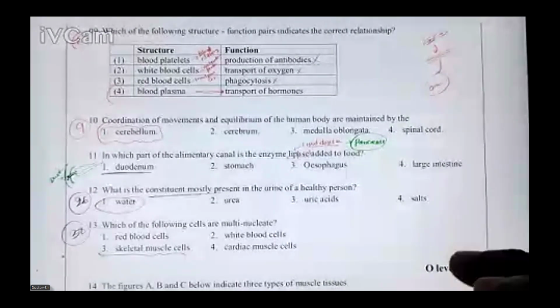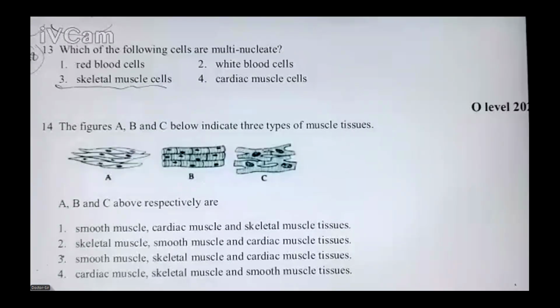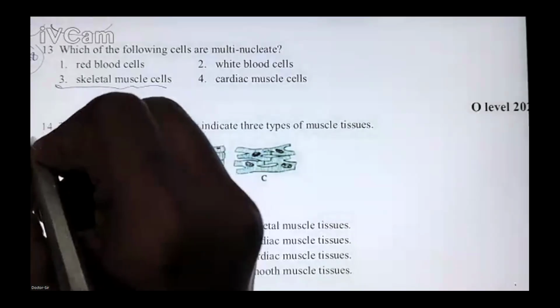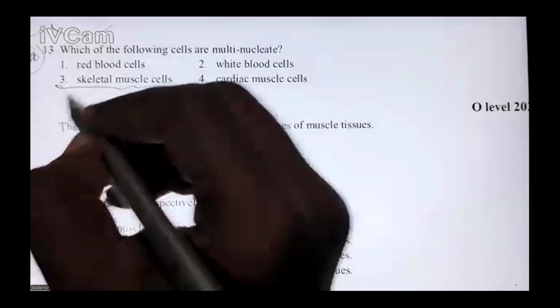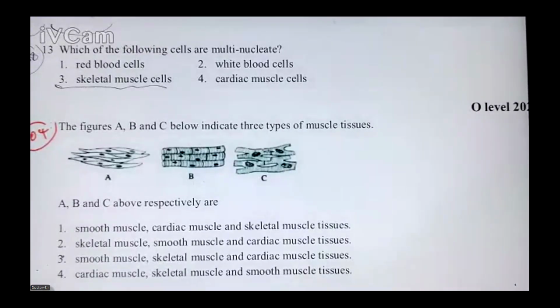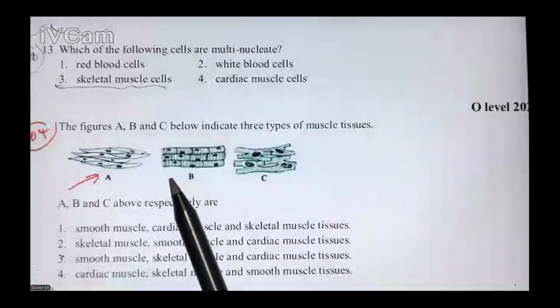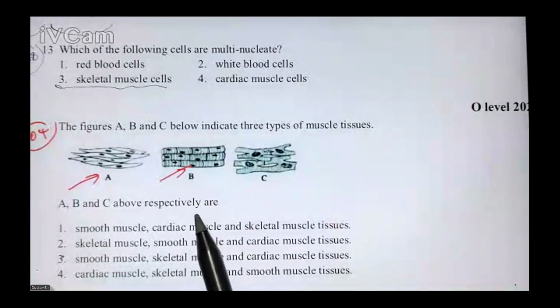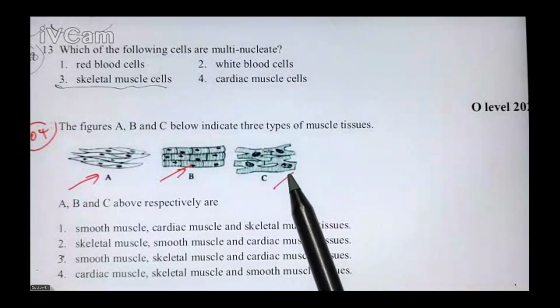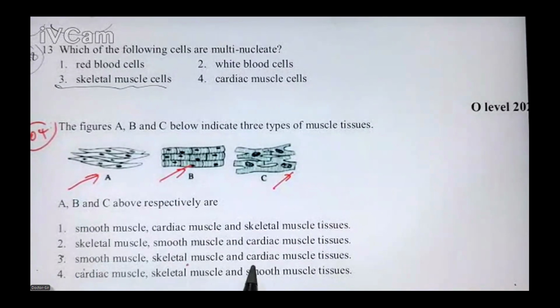Then the next question is from 2020. Where is the 2020 paper? It is question number 4 in the real paper. Now you know the answer. What are these spindle shaped cells? These are smooth muscle. These cylindrical shaped cells are skeletal, and this branched one is cardiac. So smooth muscle, skeletal muscle, cardiac.